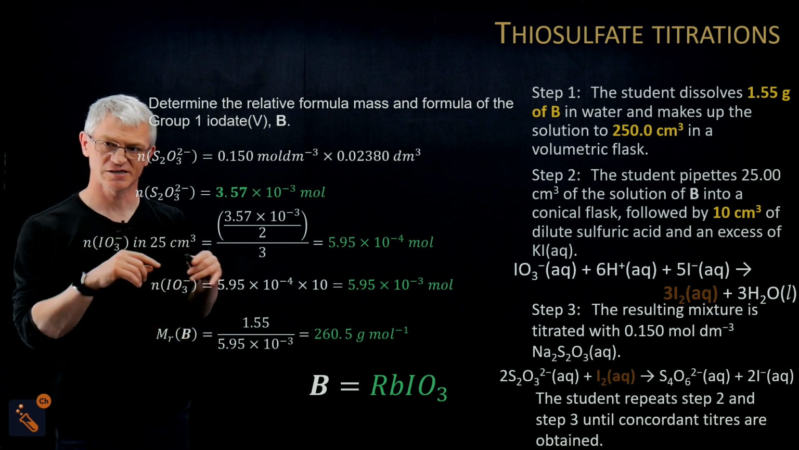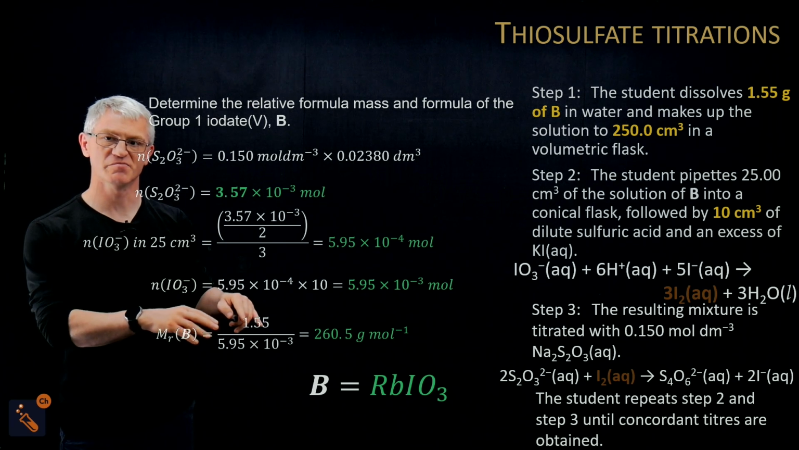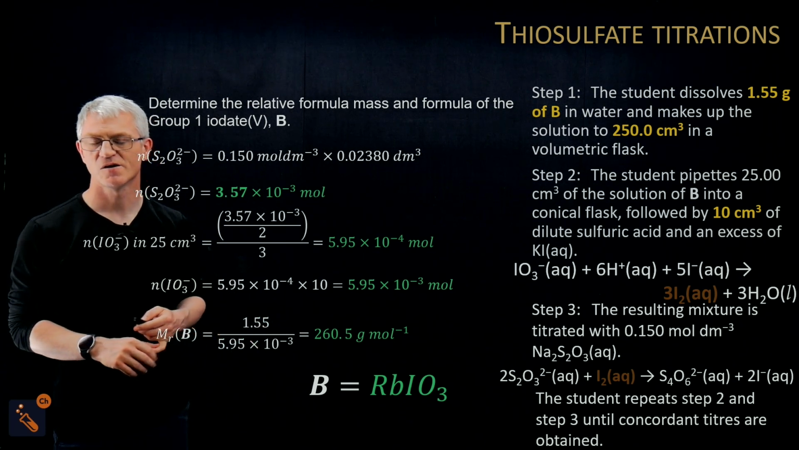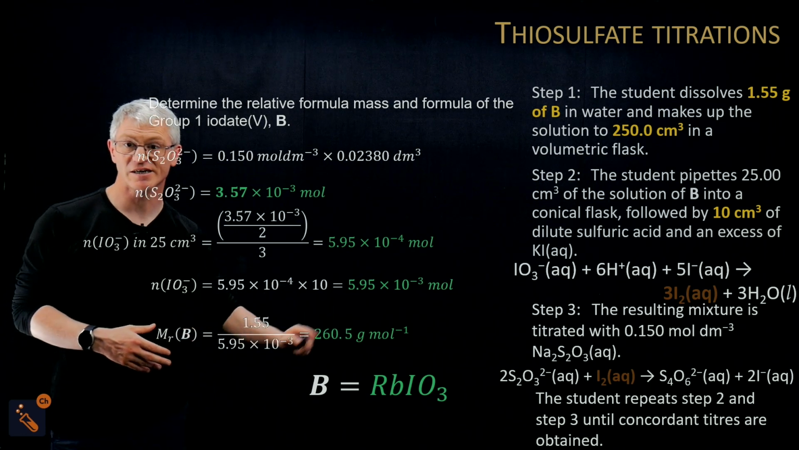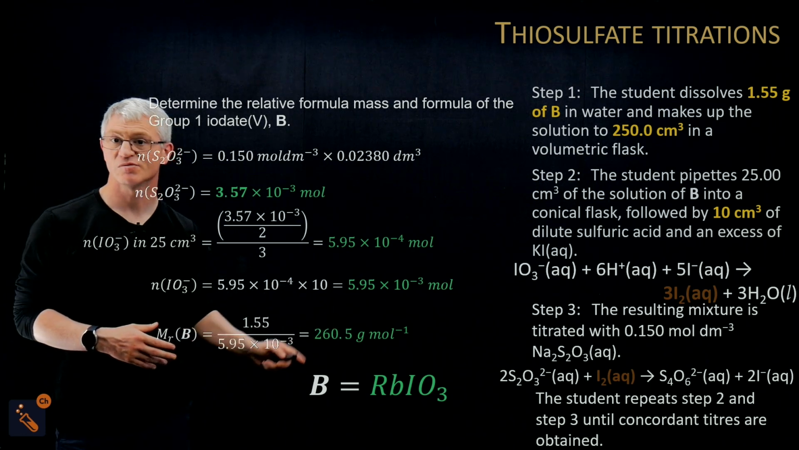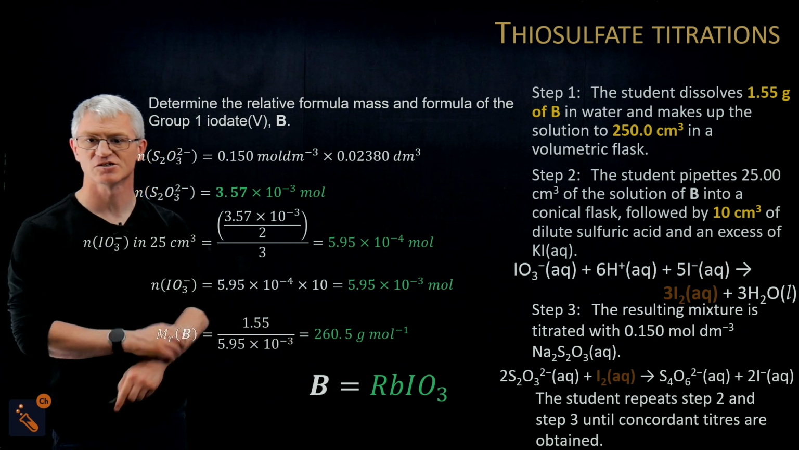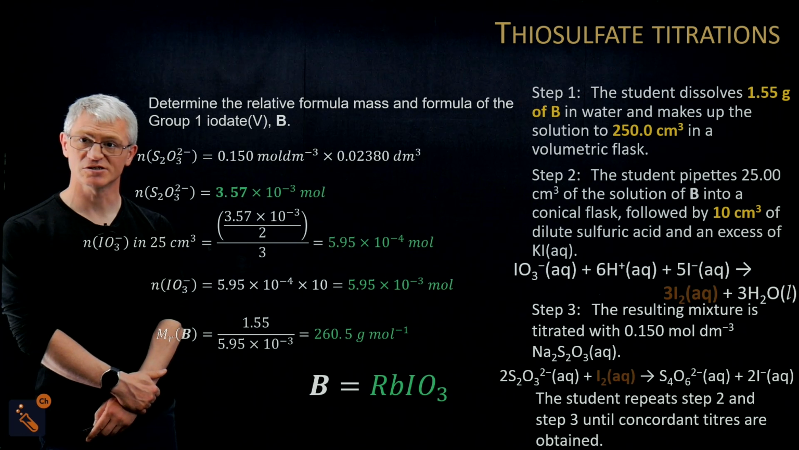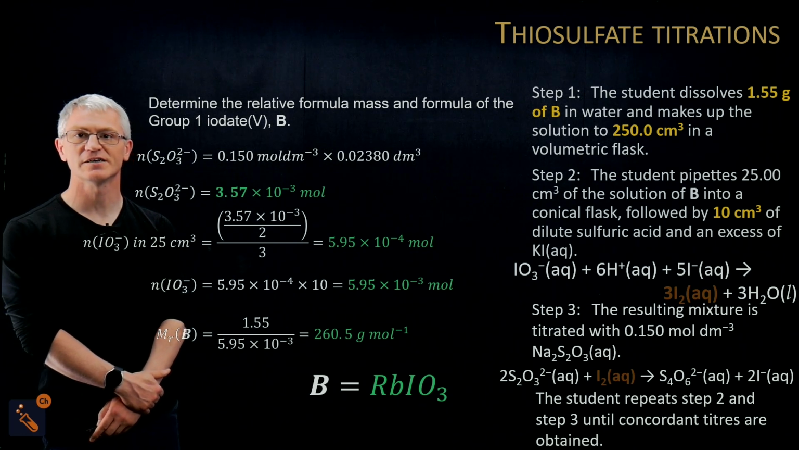Which means that this number of moles here of the iodate is actually the number of moles of B in the entire thing. If that's the number of moles of B, we can just say mass divided by the moles gives us our relative molecular mass of the whole thing. And if you take away iodate from this, you end up with a mass that proves that it is rubidium. And that is how you do this question. Very similar to the one before, and hopefully, if you're not sure, rewind the video, stop again, and try and do it yourself.